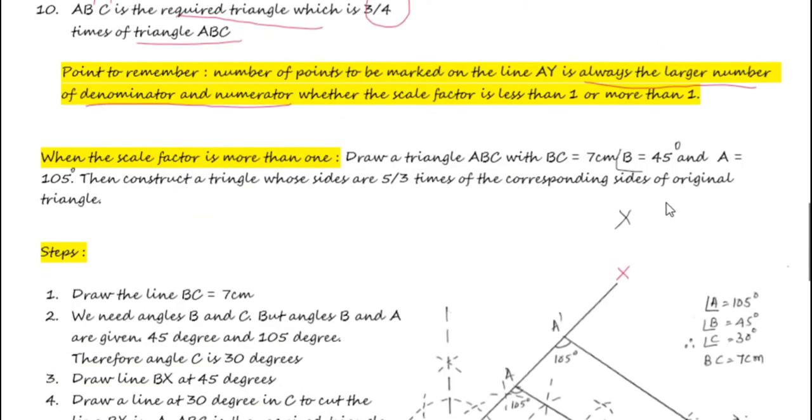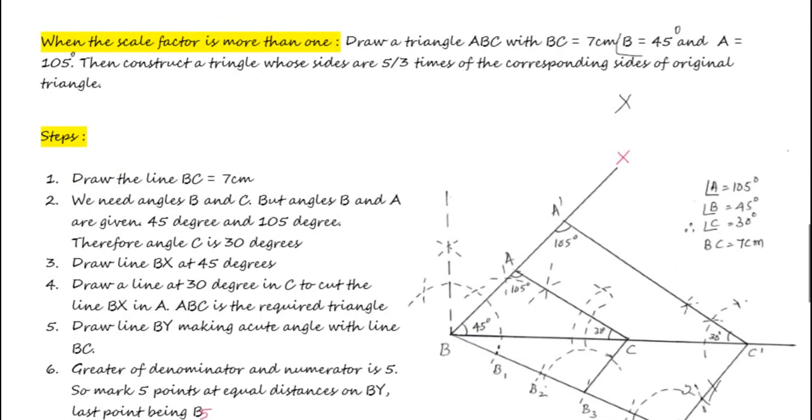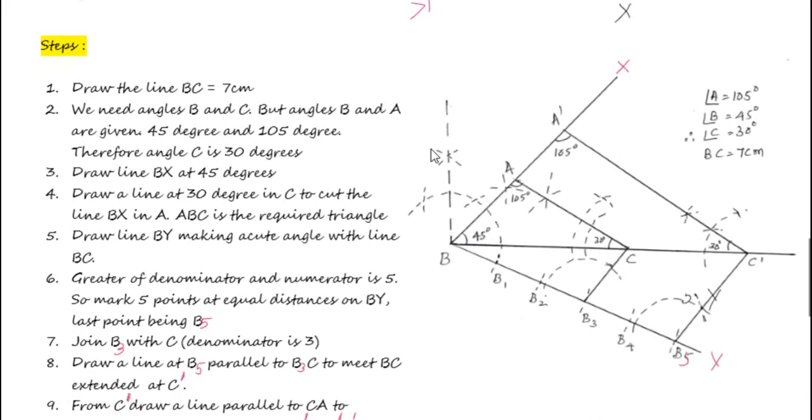Now let us consider the second scenario, when the scale factor is more than 1. Let us take an example here. Draw a triangle ABC with BC equal to 7 centimeters, angle B equal to 45 degrees, angle A equal to 105 degrees. Then construct a triangle whose sides are 5/3 times the corresponding sides of the original triangle. So here the scale factor is more than 1. Let us see how to do this, and how it is different from the earlier one.